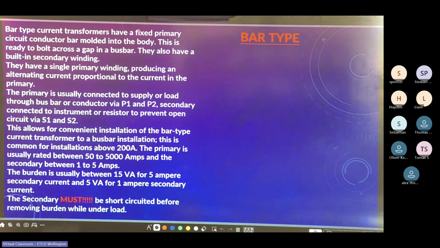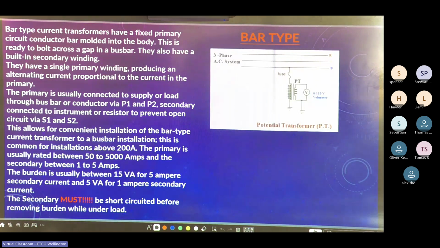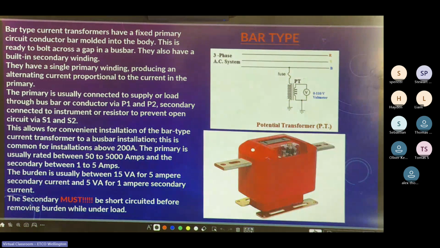Cool, important: the secondary must be short-circuited before removing the burden while under load. Cool, there's an example of a connection there, and that's kind of what a bar type would look like. So you've got the 2 bars coming out of the top.